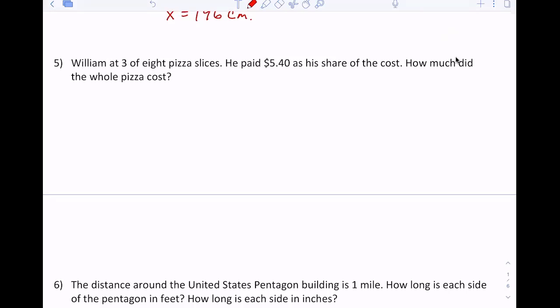Fraction. So we say, and this is the important part right here, he ate 3/8 of the pizza. Now X represents the entire pizza. 3/8 represents what part he ate. And so now that is equal to how much ever he paid, $5.40. So 3/8 of the pizza costs $5.40. Now, how do you solve an equation with a fraction? Multiply by the reciprocal.